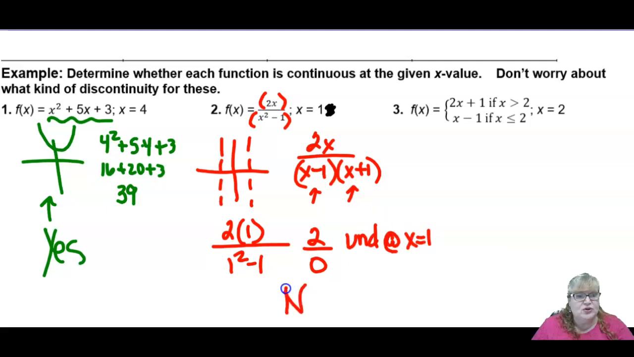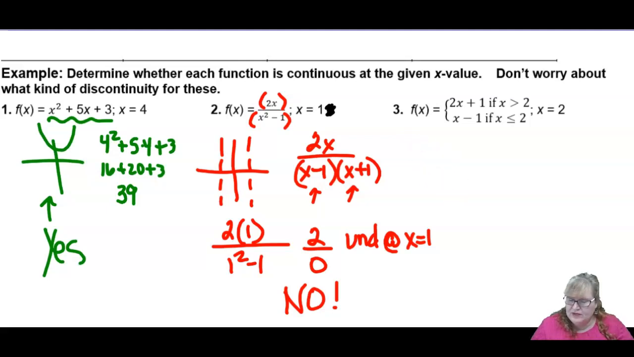So it is, no, it's not continuous. It actually would be infinitely discontinuous there, but all they want is yes or no. All right, and then the piecewise. These are the ones that seem to stump students. A piecewise graph, whoa, I don't know what that is.